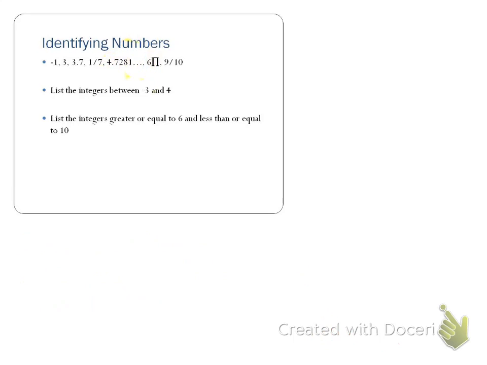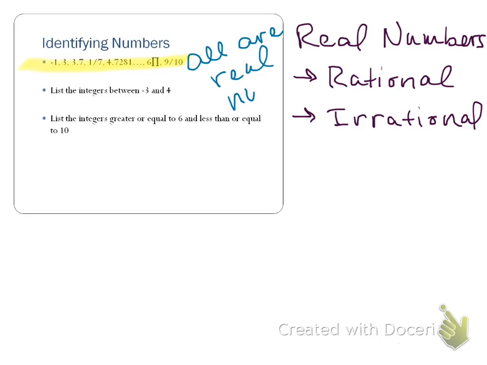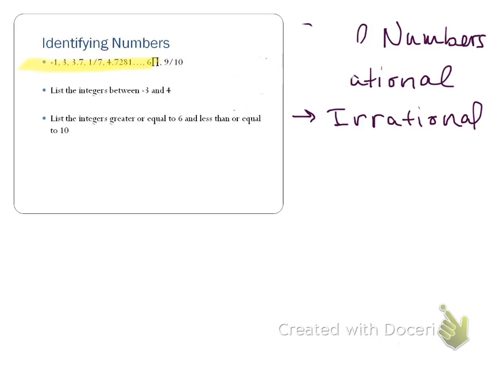Okay. Lastly, let's look at real numbers. Those are rational numbers and irrational numbers. So in this case, you should have everything highlighted. Negative 1, 3, 3.7, 1/7, and 9 over 10 are rational, which falls under real numbers. And then 4.7281 ... and 6 pi are irrational, which also falls under real numbers. So all are real numbers.